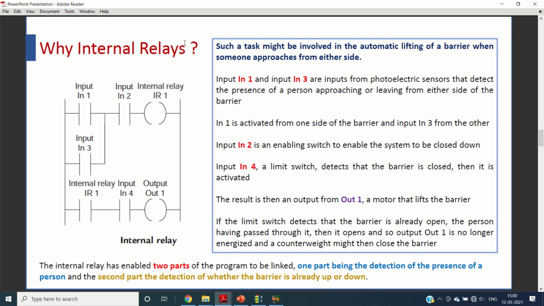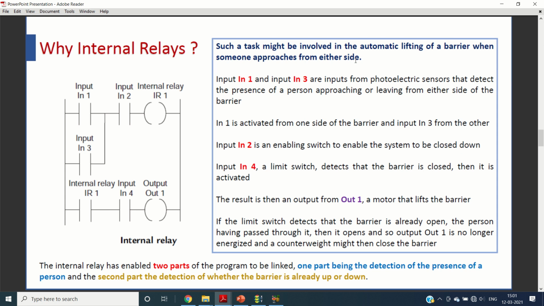देखो, सबसे पहले you do not try to go for this left circuit, you try to understand the physical situation. Here we need to lift a barrier. Barrier means एक लॉक गेट समझ लो, जैसे कि अपना डैम में रहता है ऐसा एक बैरियर को नीचे से ऊपर उठाना है. You need to lift the barrier automatically when someone approaches from either side.